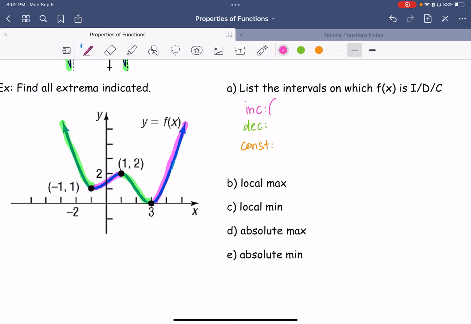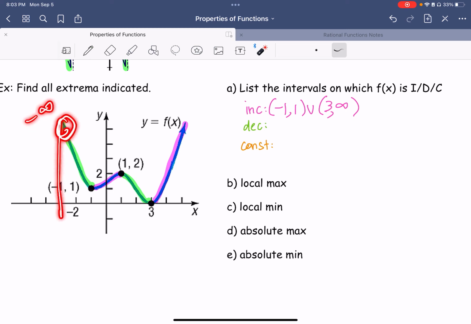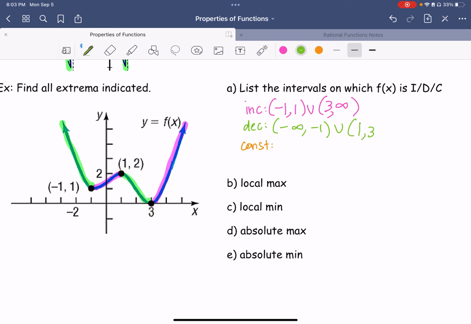Okay, union, I see another pink area from 3 to infinity. Okay, now where are we decreasing? So we're decreasing from -infinity. Remember, this means -infinity. Please don't say it's like -3. So from -infinity to -1, union, and it's green again from 1 to 3. Okay, and as you can see, it is in orange. It's not constant anywhere. So none for that one.